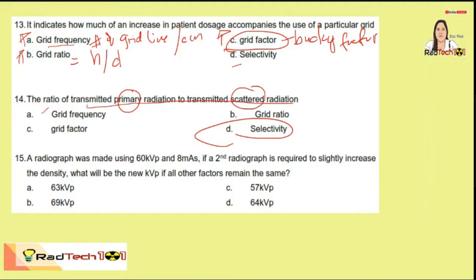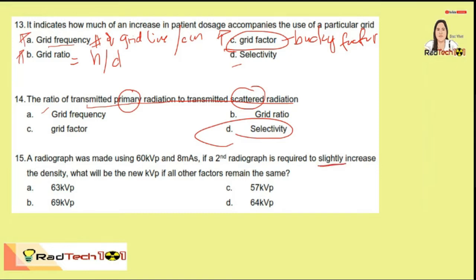15, so a radiograph was made using 60 kVp and 8 mAs. If a second radiograph is required to slightly increase the density, what will be the new kVp if all other factors remain the same? So ang keyword natin dito is slightly increase.